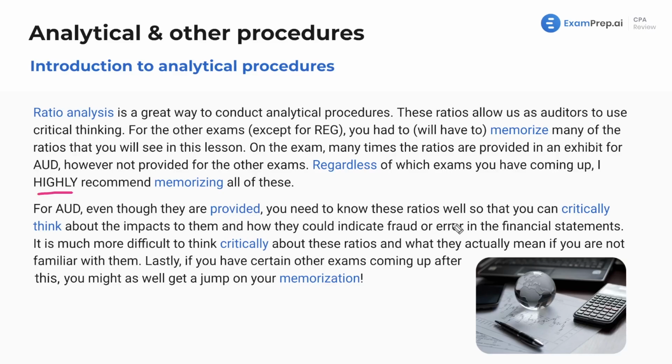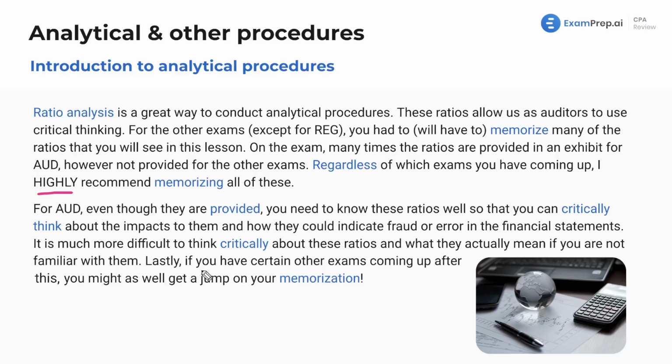You need to know these ratios so well that you can critically think about the impacts to them and how they can indicate fraud or error in those statements. It's much more difficult to think critically about these ratios and what they actually mean if you're not familiar with them. So having them in front of you and, again, understanding what factors contribute to the ratios, so then you can assess, is this an efficiency ratio, a liquidity, solvency, etc. Like, what is that ratio going to tell you about a company?